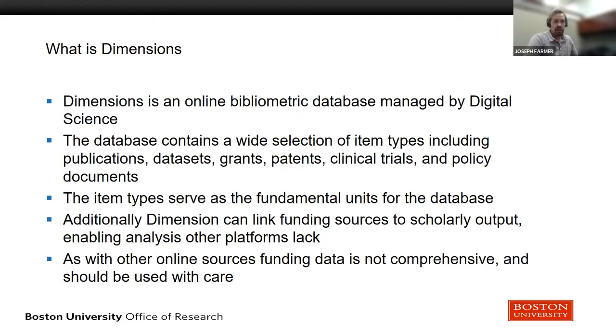Dimensions has a much more well-rounded set of things. It has publications, but also data sets, more robust grant data, patent information, links to clinical trials, and links to policy documents. So it's a little more varied of an item type, which can allow for some more interesting and different analyses and bits of information to be gleaned from the system.